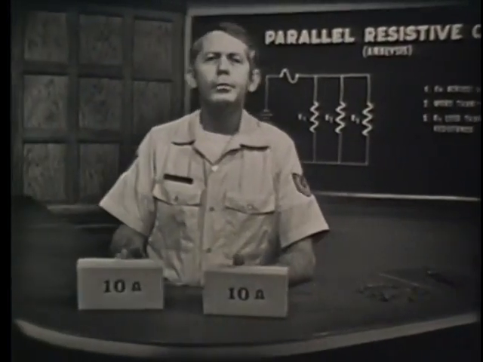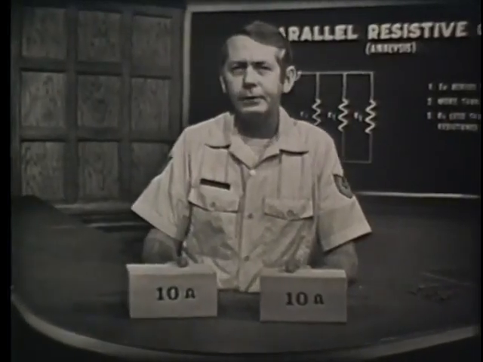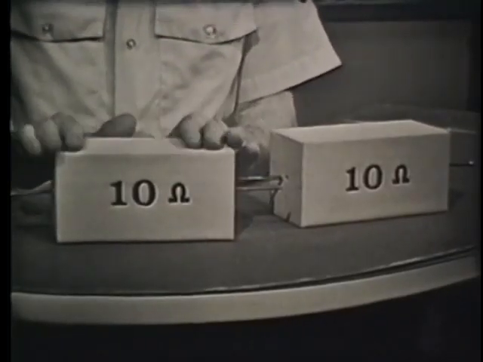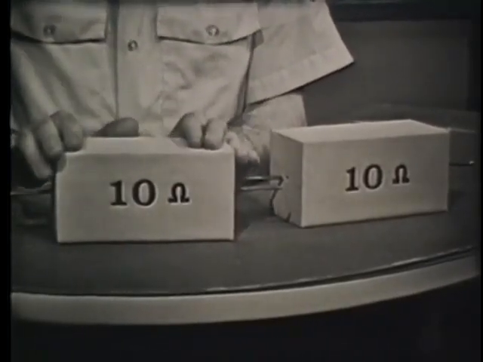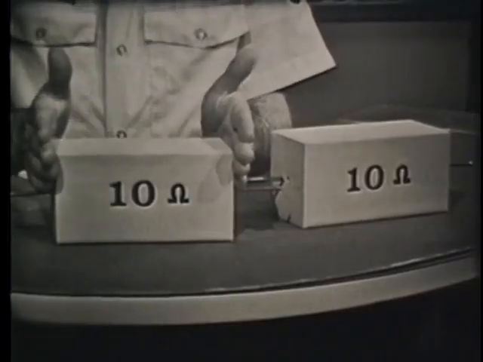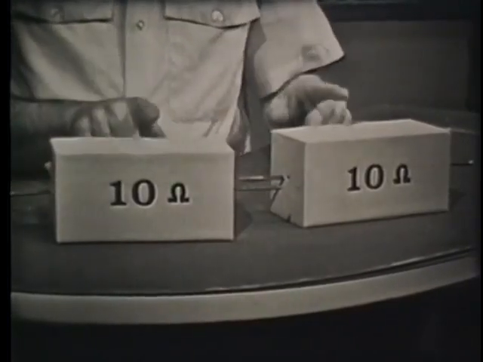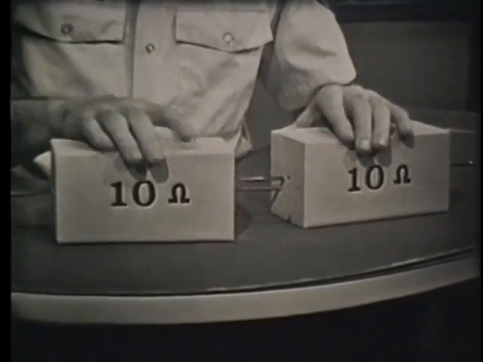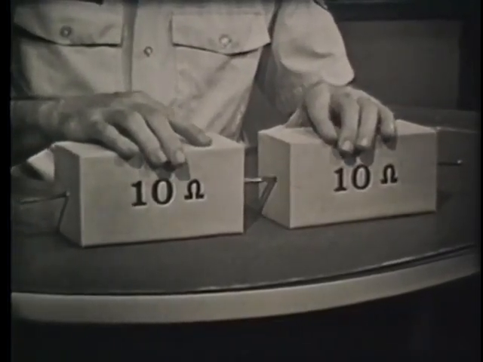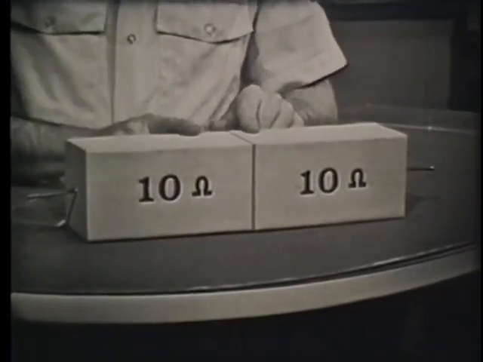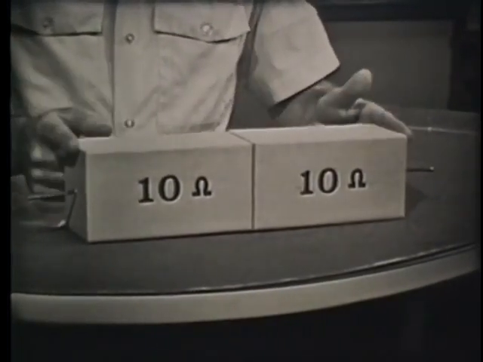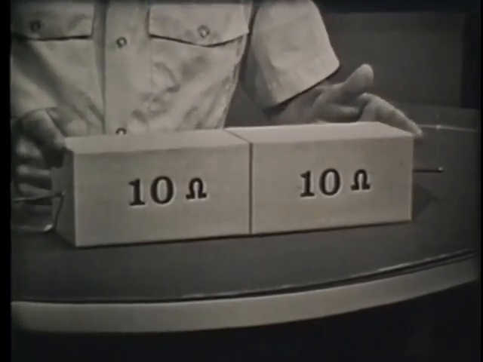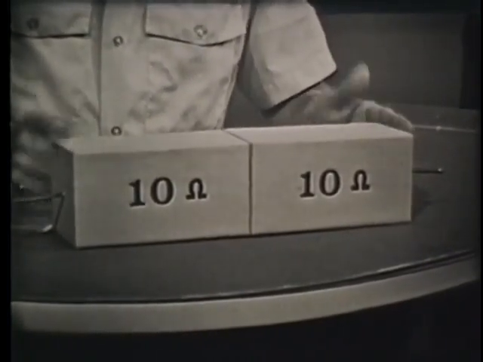Suppose that these two blocks are carbon resistors. In the lesson on resistors, we learned that the resistance of a particular material is directly proportional to the length. Now, suppose that each block represents 10 ohms of resistance. If I connect the two resistors together like this, we increase the length. Therefore, we increase the resistance. If we double length, we double resistance.